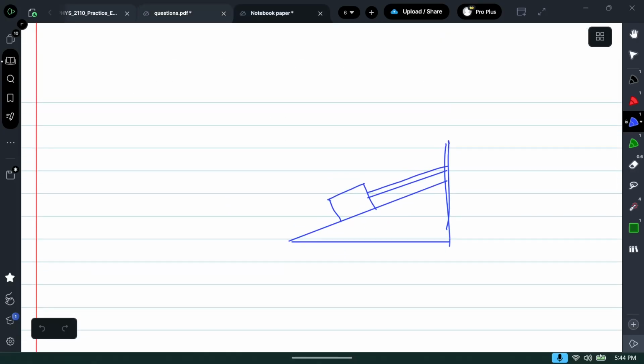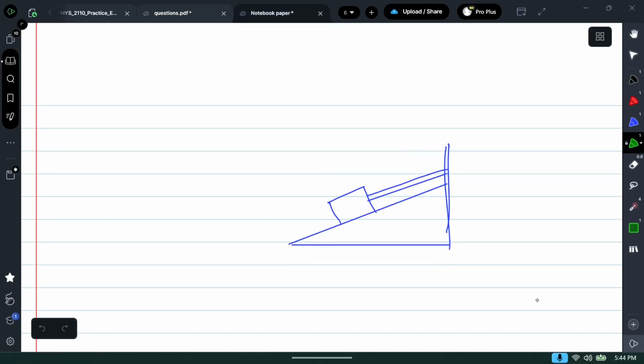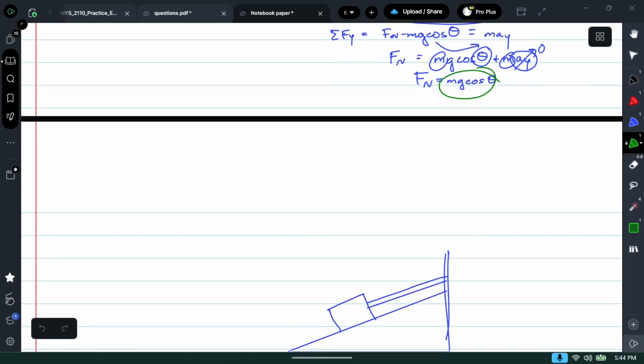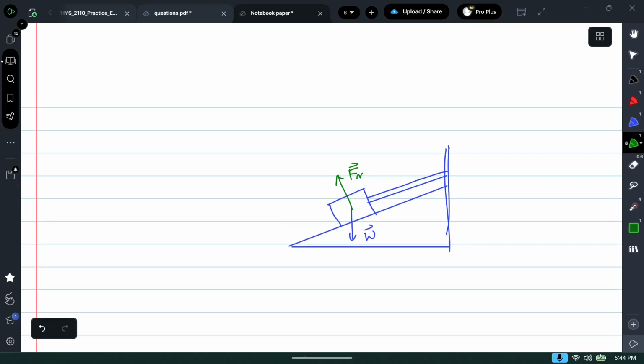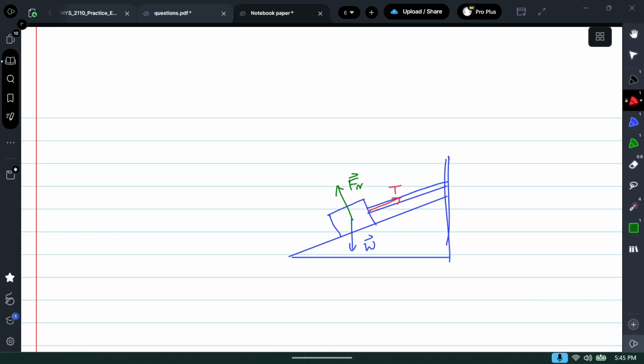Okay, so that's the scenario. I don't even know what the question is. I don't care. I'm doing the same thing. Earth pulls it down. There's a surface. It keeps it from falling through that surface. There is tension on it. There's a rope attached that's pulling on it.